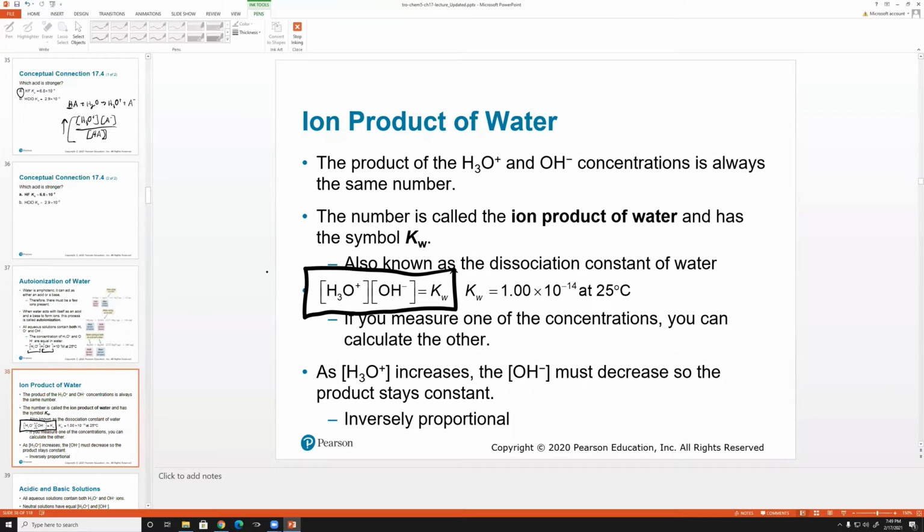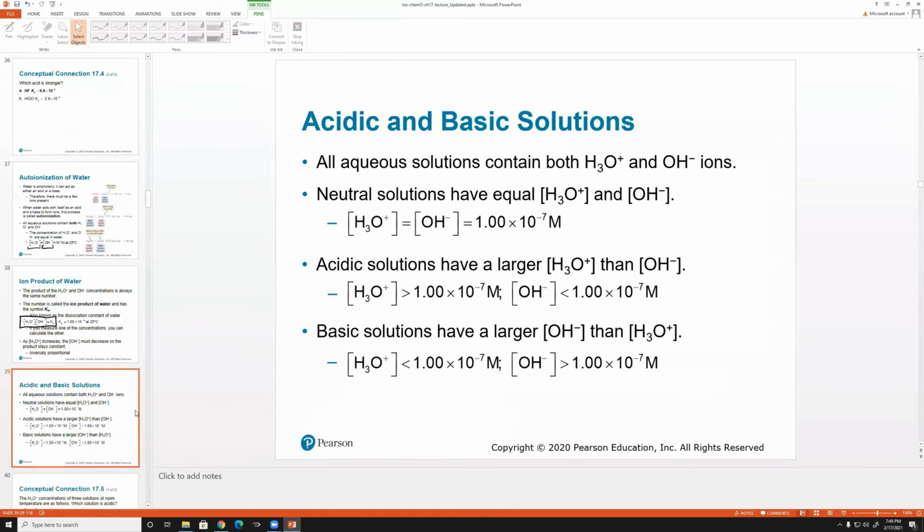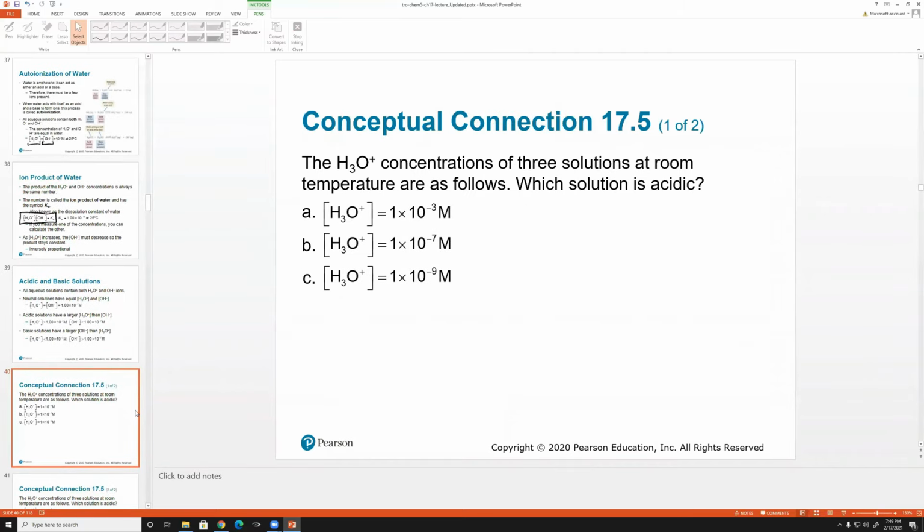So as H3O plus increases, the OH minus must decrease so the product stays the same. They're inversely proportional. That makes sense because if you have an acidic solution, the H3O plus would be higher. If you have a basic solution, the OH minus would be higher. Any questions there? No? All right.